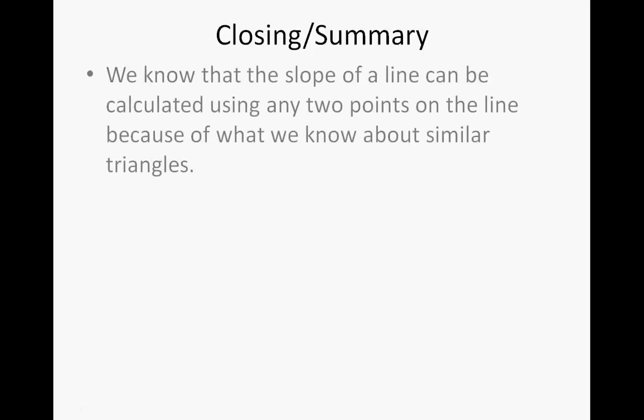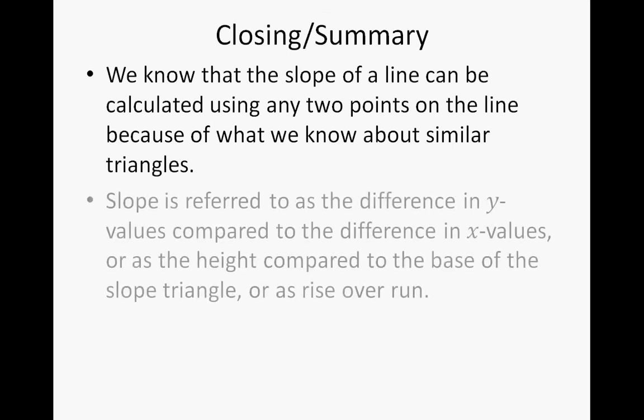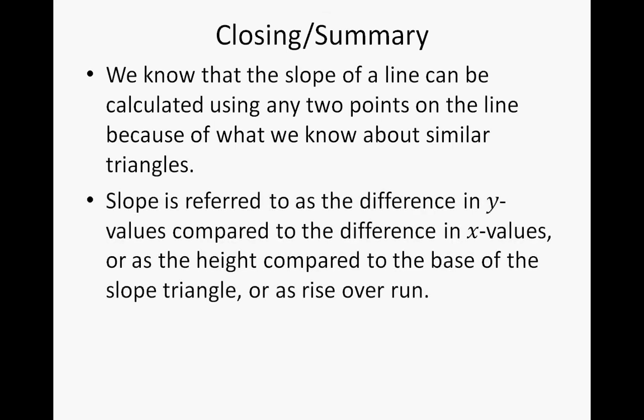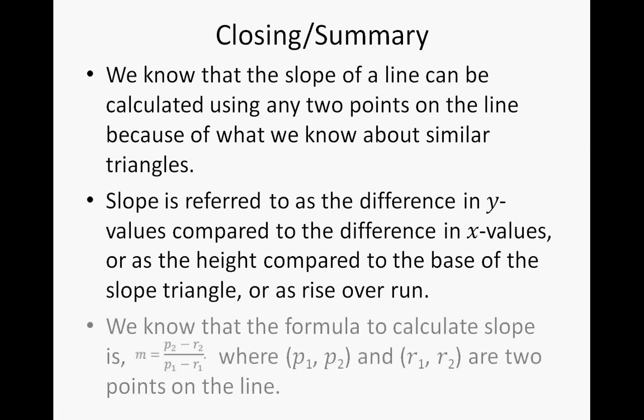So, to wrap it up, we know that the slope of a line can be calculated using any 2 points on the line because of what we know about similar triangles. Slope is referred to as the difference in the y values compared to the difference in the x values, or as the height compared to the base of the slope triangle, or as rise over run. And we know that the formula to calculate slope is m equals the difference of the y values over the difference in the x values, where points P sub 1, P sub 2 and R sub 1, R sub 2 are 2 points on a line.